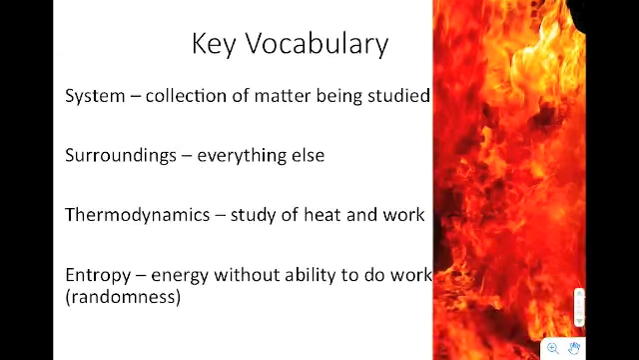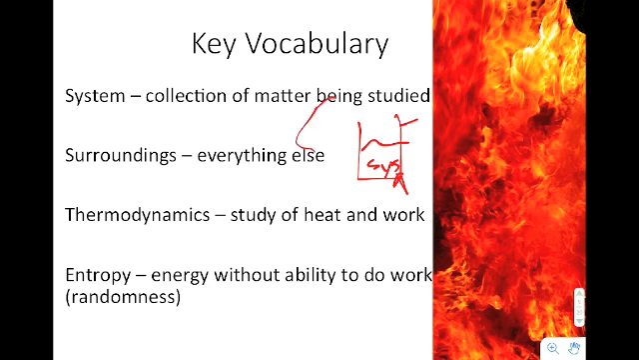Now, the key vocabulary for this particular section is, number one, the system. The system is whatever you're looking at. It's the collection of matter that's being studied. So, for example, if I'm looking at water in a beaker, the water in the beaker is my system. Now, everything that is not what I'm looking at is called the surroundings. So the beaker, the air around the beaker, the hot plate, the air in the room, all the rest of those things are the surroundings. The good thing is you get to define the system as whatever you want it to be. So the surroundings is everything else.